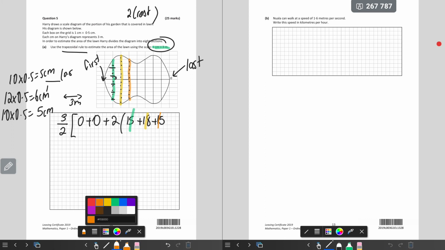Right, you do the same process. You just go on and do the remaining bars. See what you get.